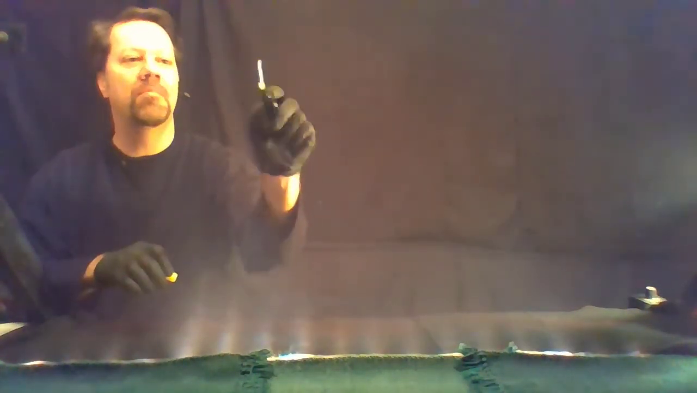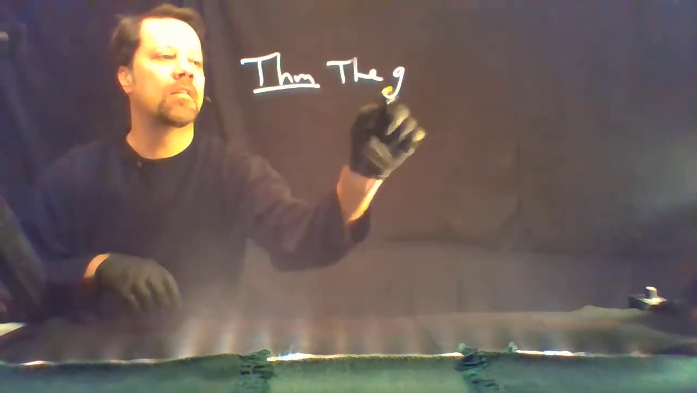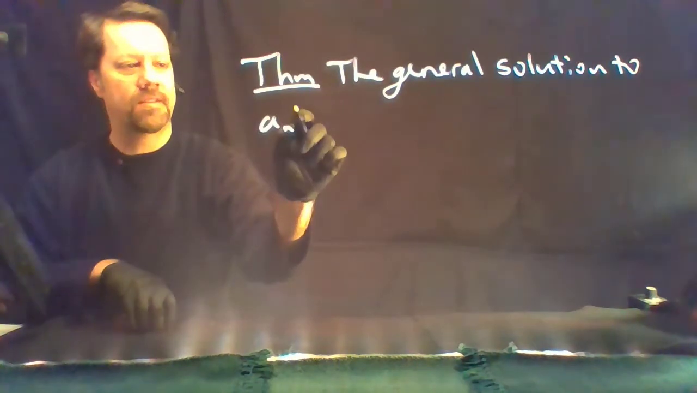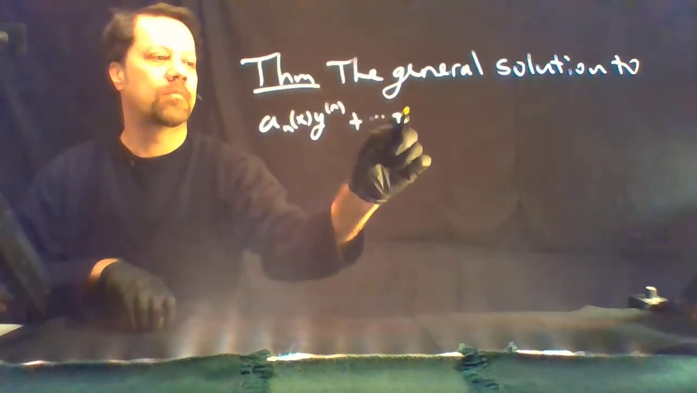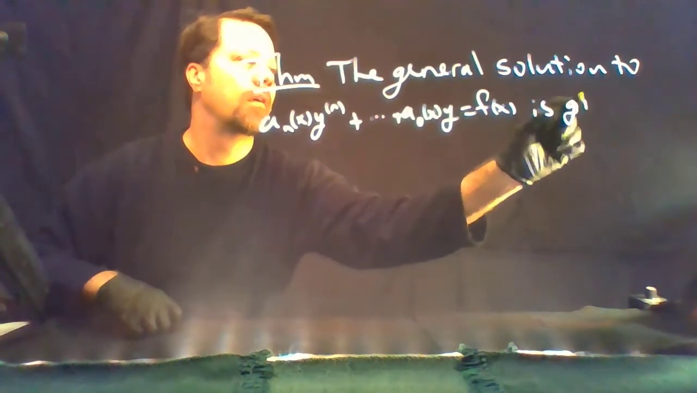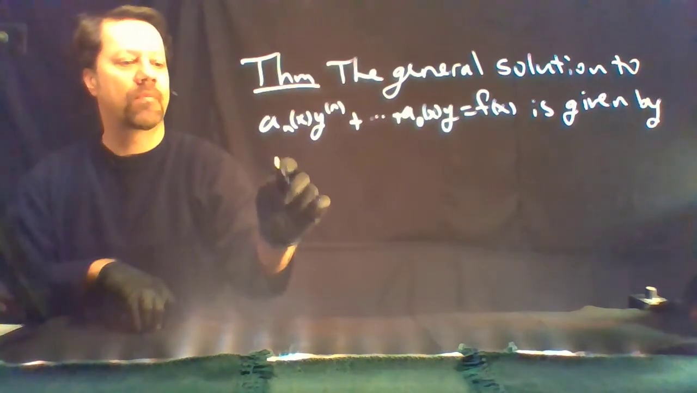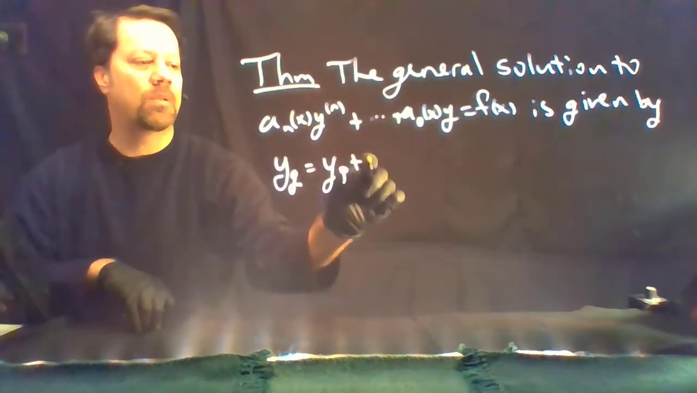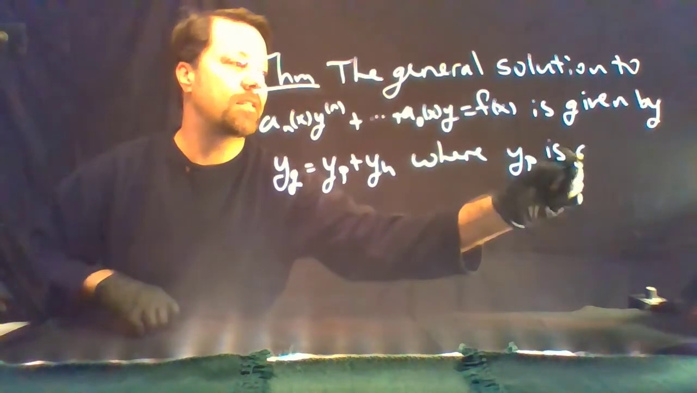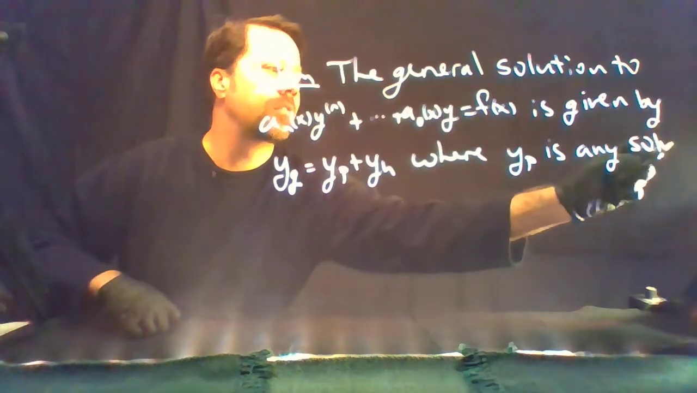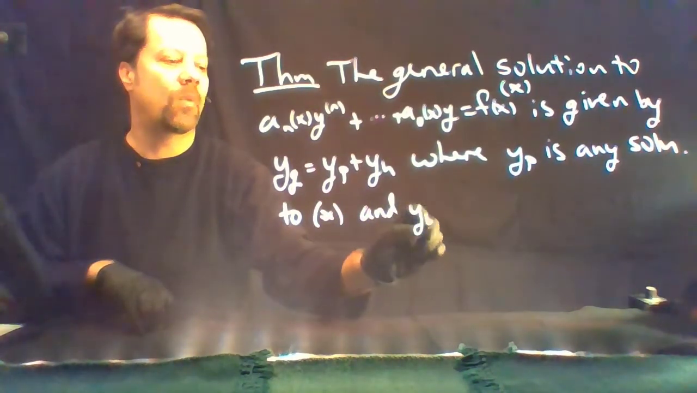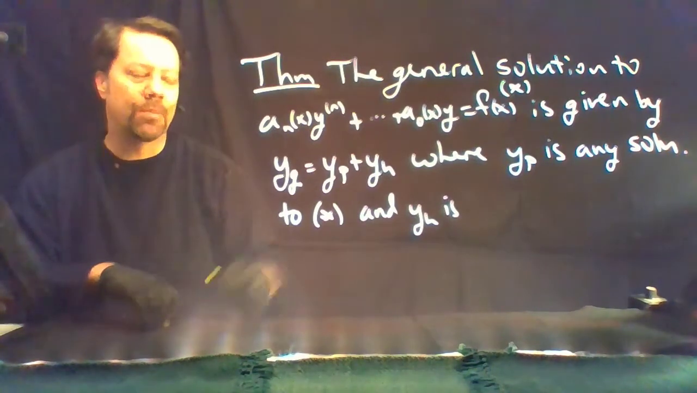We'll state these results as a theorem. The general solution to one of these nth order linear problems that is non-homogeneous is given by particular solution plus homogeneous solution, where yp is any solution to, we'll call this equation star, and yh is the general solution to the corresponding homogeneous equation.